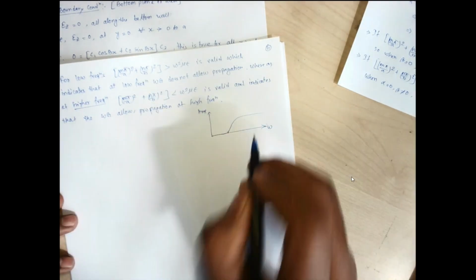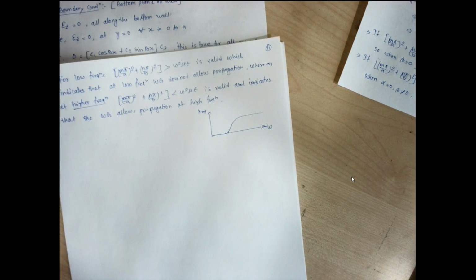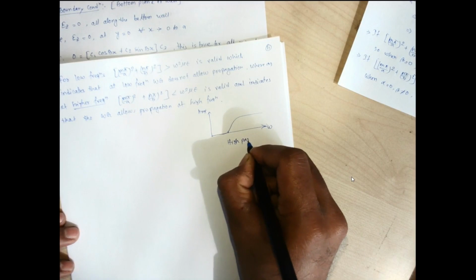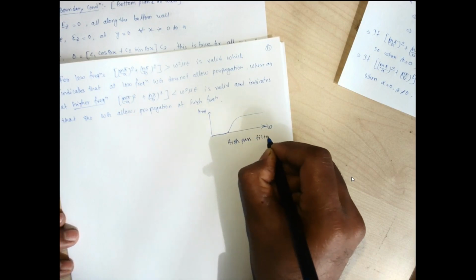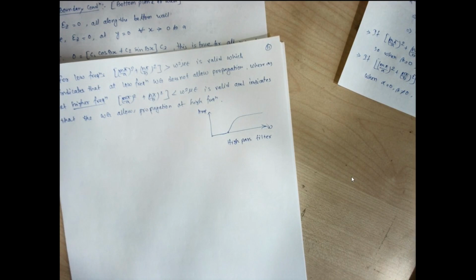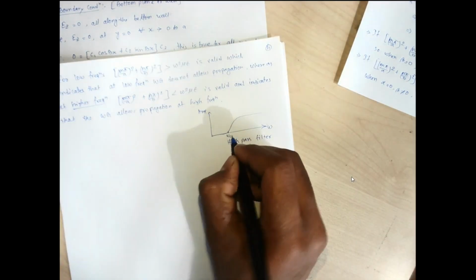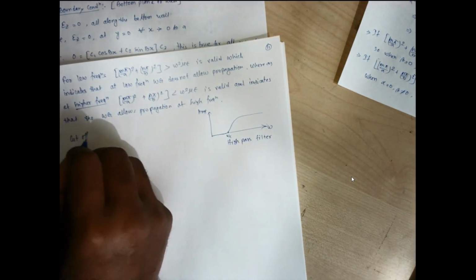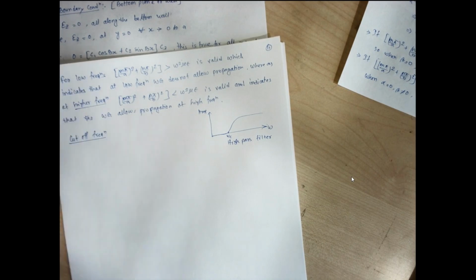So this is some kind of action of a high pass filter. It shows the action of a high pass filter. So always remember, a waveguide acts as a high pass filter. So this point is known as the cutoff frequency. Cutoff frequency. So the frequency at which gamma just becomes 0, after which we are having the propagation.